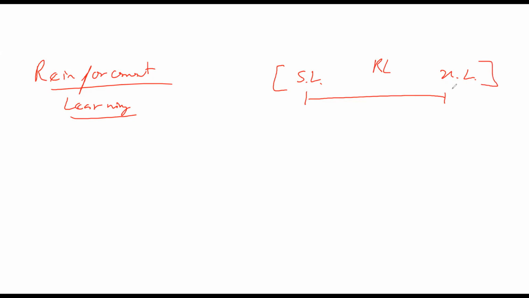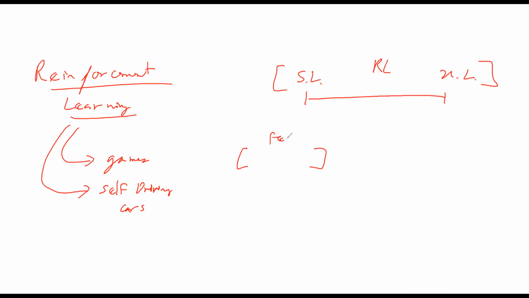The best way to understand reinforcement learning is with its applications. Two main applications that you've probably heard about are games, and also nowadays self-driving cars. These are the two main applications of reinforcement learning. In reinforcement learning, I want to put it in the context of features and labels again, because it really comes back to this.